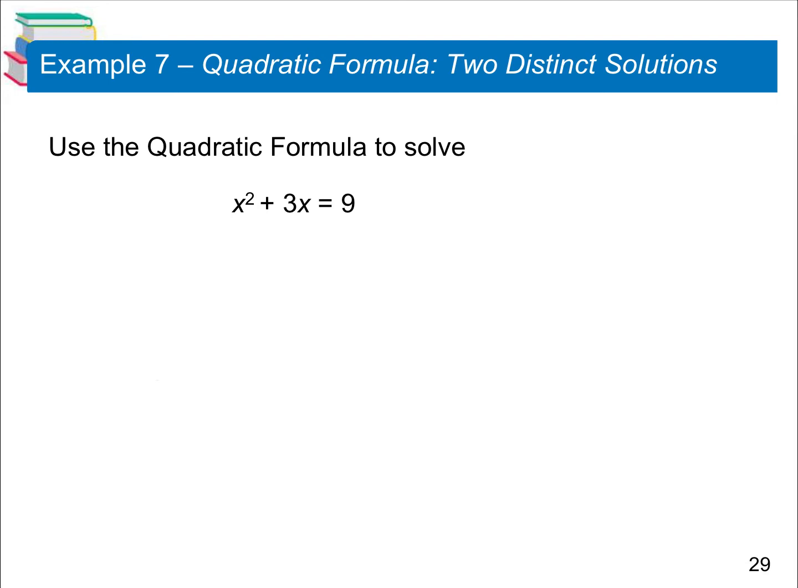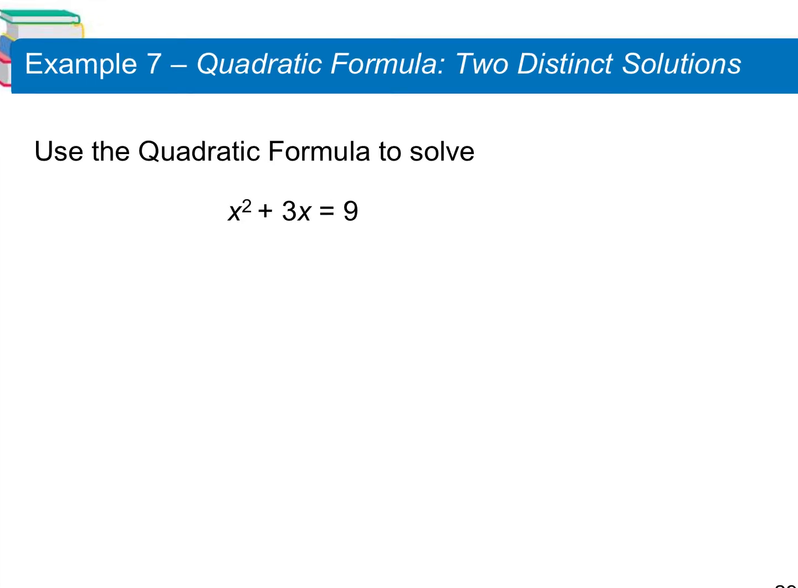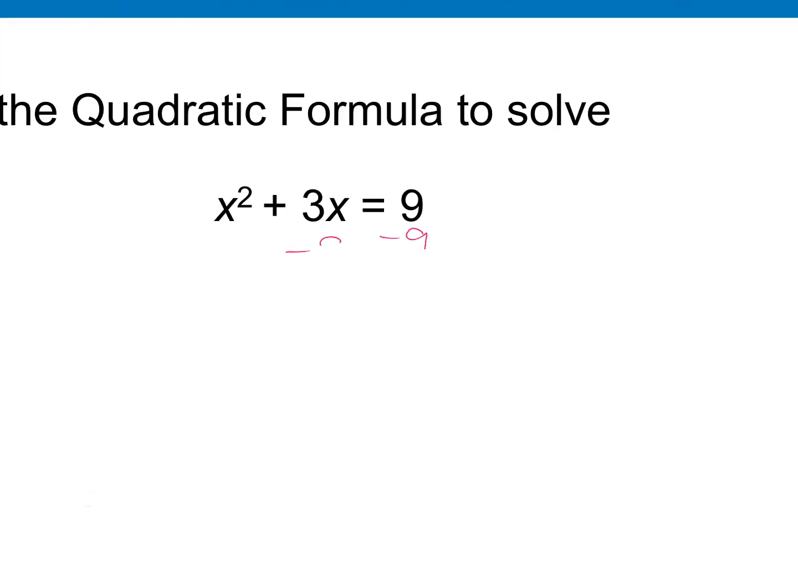For example 7 that you see here, you're using the quadratic formula to solve x squared plus 3x is equal to 9. Now, with this one, your terms are not all on the same side, and whenever you use your quadratic formula, they all need to be on the same side. So, first thing with this, move the 9 over. So we're going to subtract it from both sides, and that gives us x squared plus 3x minus 9 is equal to 0. Your a is 1. Your b is the 3. Your c is the negative 9.